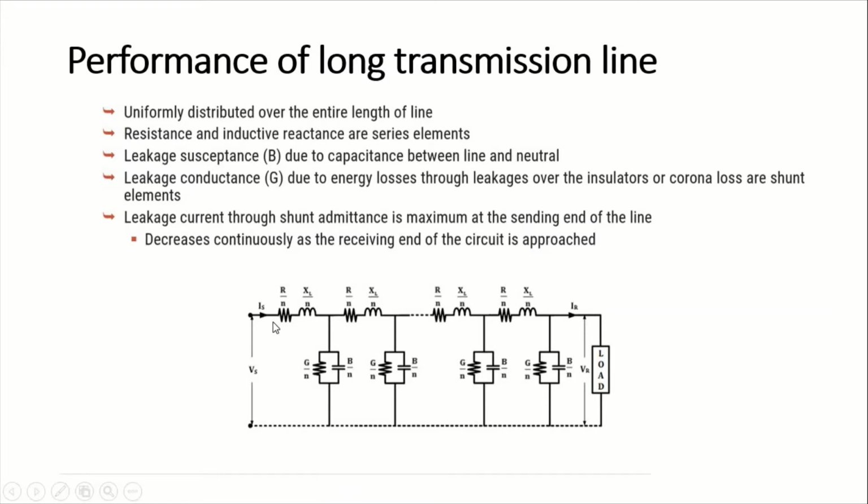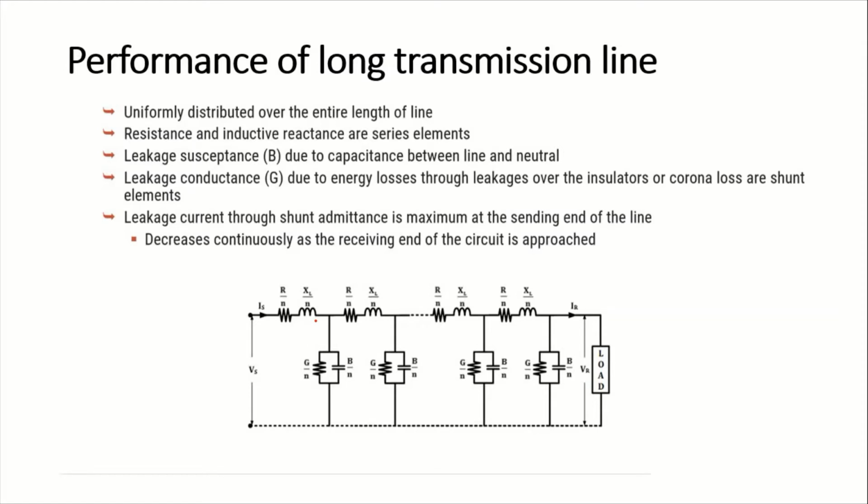The total line is divided into n sections, and each section has line constants 1 by n times those of the total line. Here the total resistance is R, but this line is divided into n parts. So the resistance of one part is R by n and the series inductive reactance is XL by n.